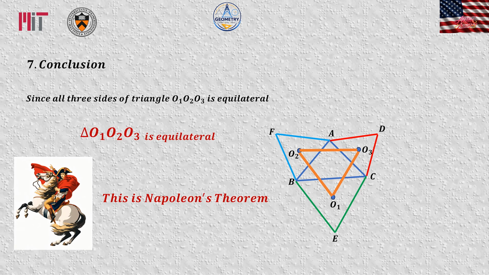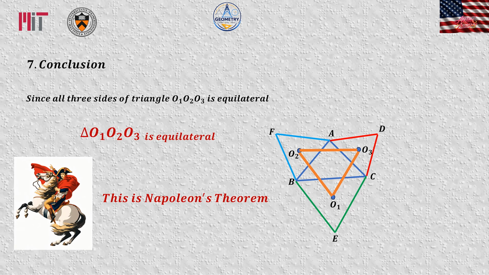This proves Napoleon's theorem. We started with an arbitrary triangle ABC. Then we constructed three equilateral triangles ABF, BCE, ACD. Next, we found their centers O1, O2, O3. Finally, we proved O1O2 equals O2O3 equals O3O1. Therefore, O1O2O3 is an equilateral triangle.